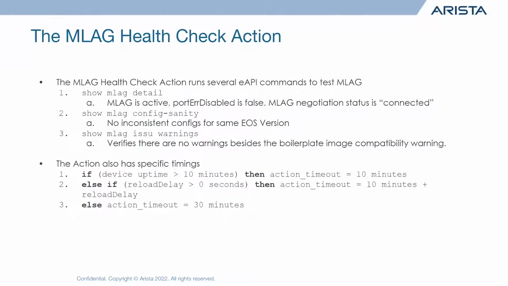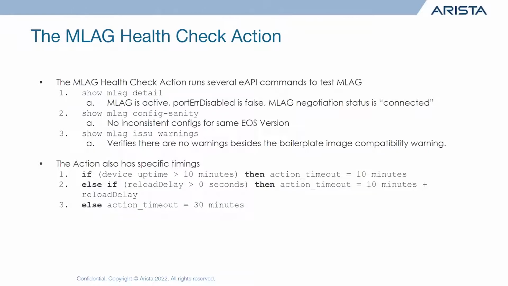So getting into the MLAG health check action, it's a pretty simple action, but it's very comprehensive. Effectively, this action runs 3 eAPI commands to test MLAG. The first one it does is show mlag detail. It's checking for MLAG to be active. It wants to make sure our port error disabled is false, and it's also looking for that MLAG negotiation status to be connected. If any of these 3 are not true, this part will fail out, and we'll keep attempting up to that timeout I'll talk about a little later.